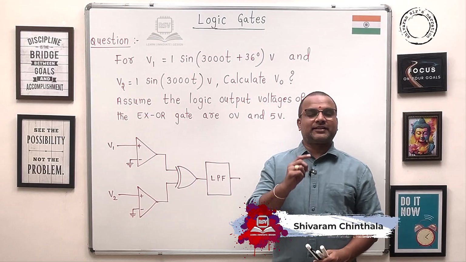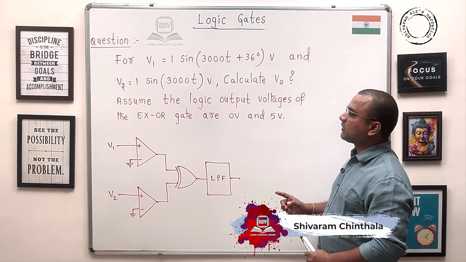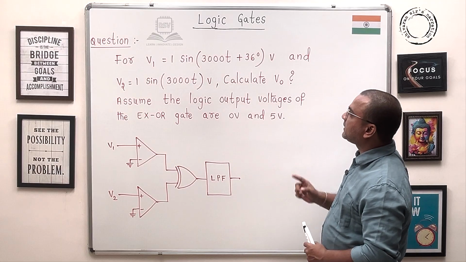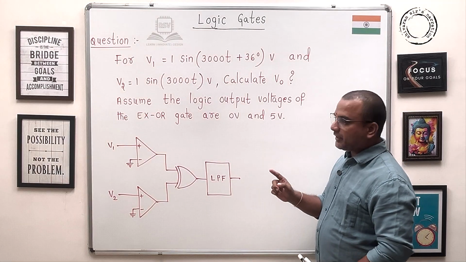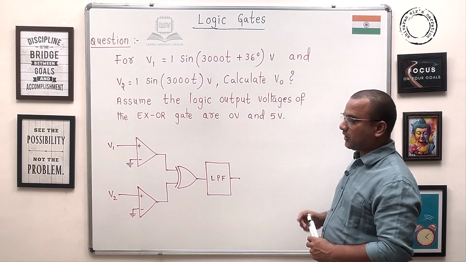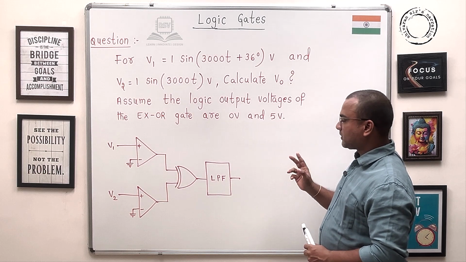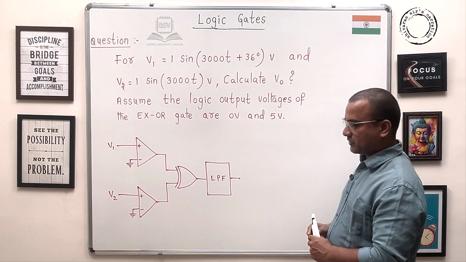Let's have another design challenge. Yes, this is the question. For V1 equals 1 sin(3000t + 36 degrees) volts and V2 equals 1 sin(3000t) volts, calculate V0. Assume the logic output voltages of the XOR gate are 0 volts and 5 volts.